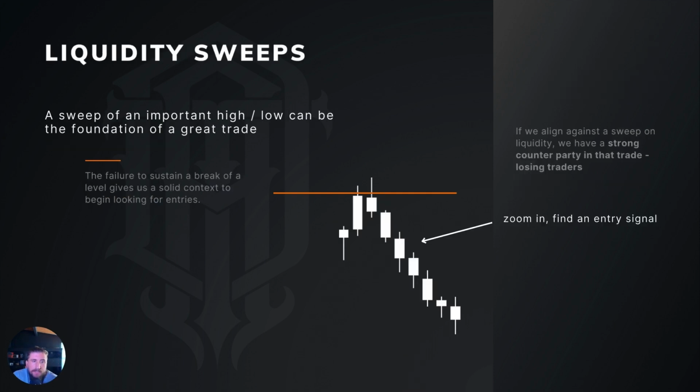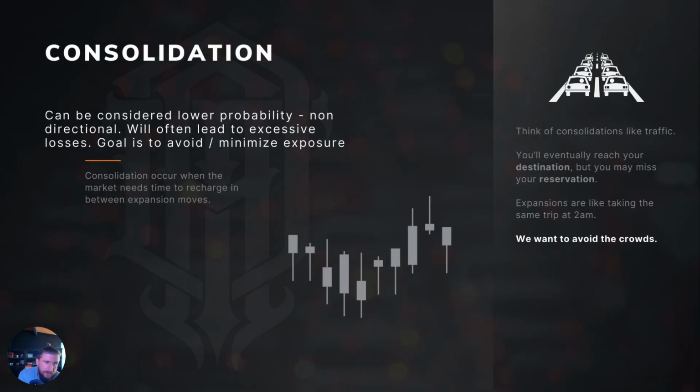So when we pair this with the concept of liquidity sweeps that we discussed in the last episode, we can begin to form a high probability trade. The failure to sustain a break above a level or below a level gives us a solid context to begin to look for entries. If we align our entry against a sweep on liquidity, we have a strong counterparty in that trade. There's losing traders on the other end. And what we do is after a sweep, we look for an entry on a lower time frame. That's where we begin to zoom in on the lower time frames.